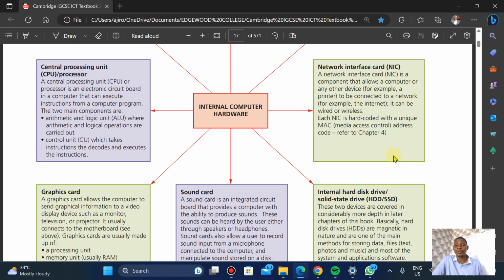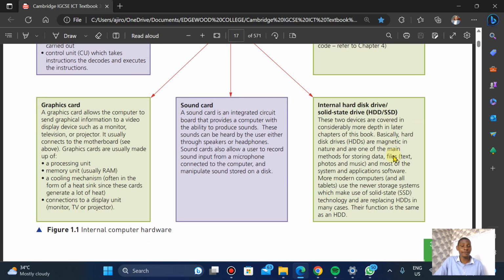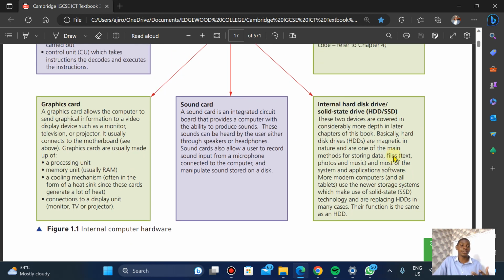Do we have the network interface card? It basically connects your devices to a network, right? It could be wired, it could also be wireless, right? So that component, when you have it in your system, allows the system to be able to see a network. Okay. The graphics card, on the other hand, allows computers to be able to send what we call graphical information to a video display, such as a monitor, or television, or your projector.